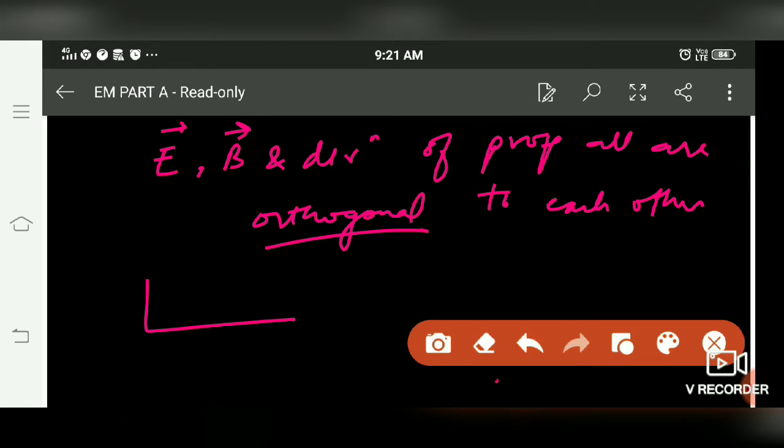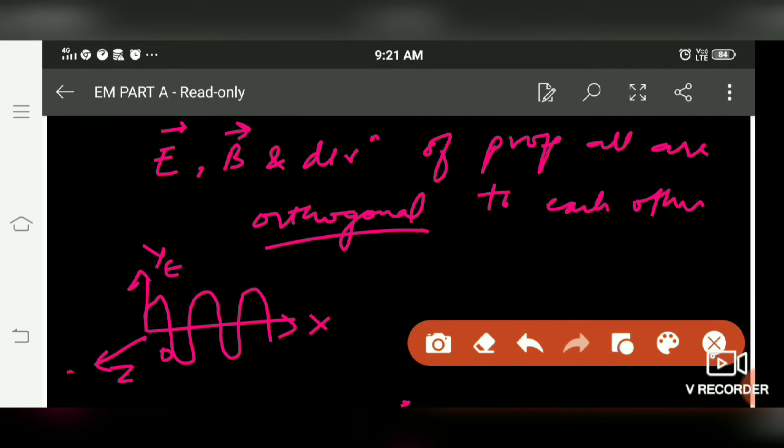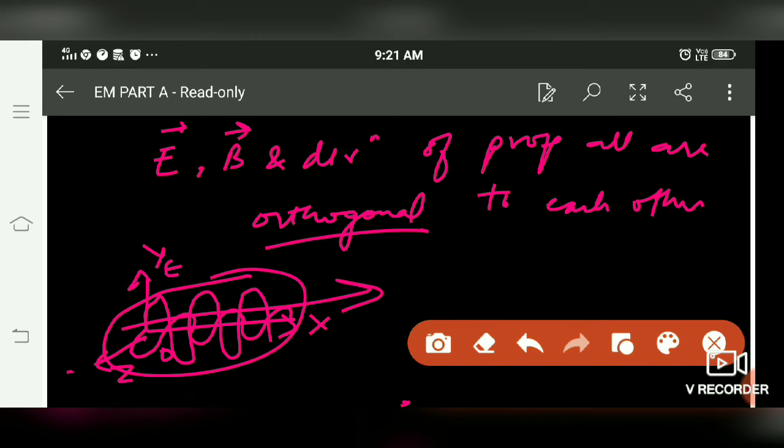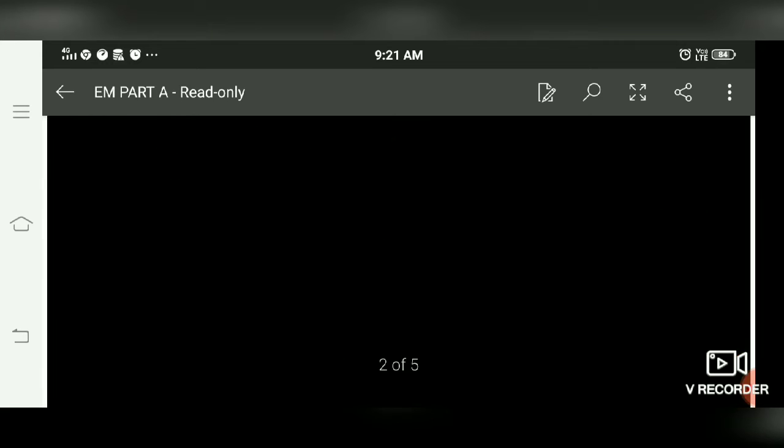Suppose these are three directions: X, Y and Z. X-axis, Y-axis and Z-axis, origin. Let the electric field be along the X-axis, acting like this. The magnetic field is along the Y-axis, acting like this. And the wave is propagating in this direction. These both energies are propagating in this direction. So all three are perpendicular to each other.